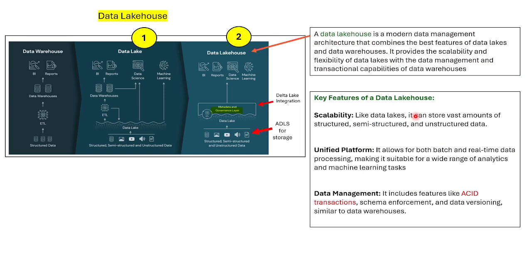So the key features of a data lakehouse are scalability. Like data lakes, it can store vast amounts of structured, semi-structured and unstructured data. It is a unified platform because it allows for both batch and real-time data processing, making it suitable for a wide range of analytics and machine learning tasks. And because data lakehouse is a combination of data lake with a Delta Lake integrated layer on top of it, it includes features for data management like ACID transactions, schema enforcement, and data versioning, similar to data warehouses, which was the problem with data lake, in fact.